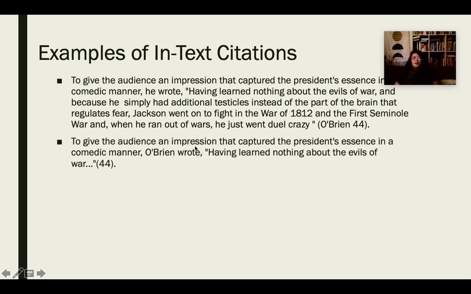To give the audience an impression that captured the president's essence in a comedic manner, O'Brien wrote, having learned nothing about the evils of war. 44. So because I named O'Brien here, I do not have to name O'Brien here. Again, what is MLA always doing? MLA is trying to cut down on redundancy. So it would be redundant for me to say O'Brien, O'Brien. Again, readability. That's a big thing in MLA. Is the source readable? Does it make sense?